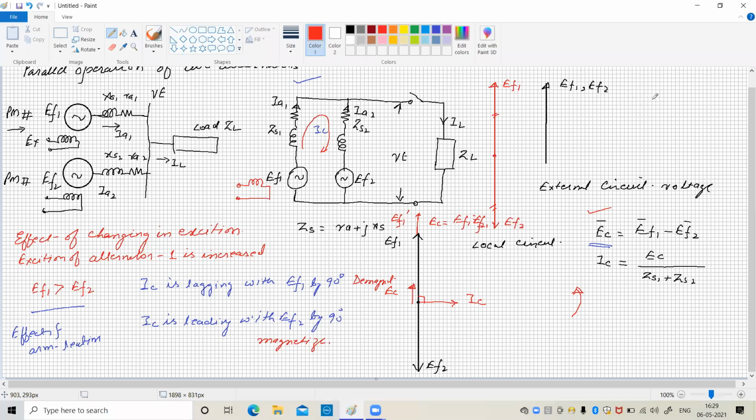Suppose the reactance voltage EC is equal to 10 volts, whereas the impedance is only 1 ohm, so the current is 10 amperes. Okay, if the impedance of both alternators is, say, 0.5 ohm, the current is 20 amperes. So even though the circulating voltage is small, there is a large value of circulating current. So this is the condition under no load.